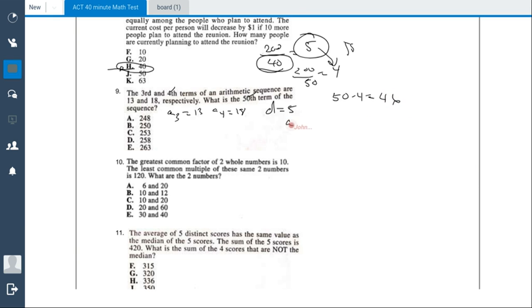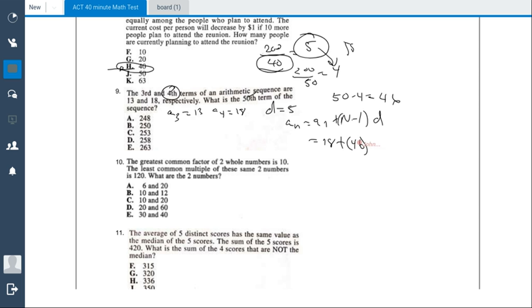Now I can use this equation. A sub n is equal to A sub 1 plus n minus 1 times d. Well, my starting term is going to be the 4th term. So the value for the 4th term is 18. There are 46 terms between this term and the term that I'm trying to go to. So that means that this value would be 46.